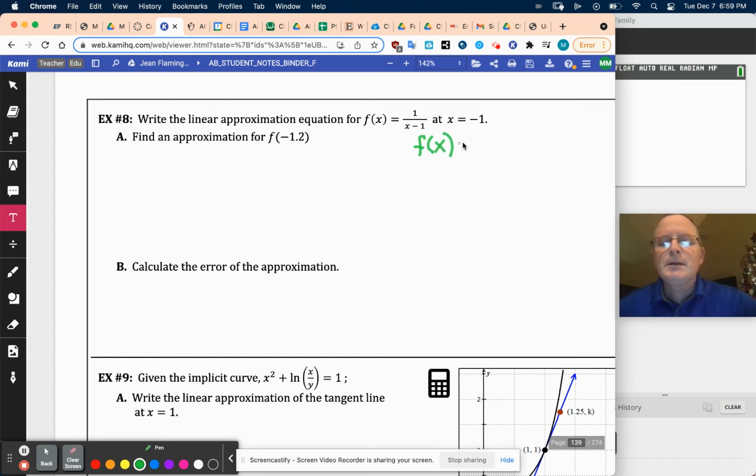I'm going to rewrite f of x. I'm not going to do the quotient rule when you have a constant numerator. So I'm going to call this x minus 1 to the negative 1. All right, so then f prime, what can you do? It's negative 1 times x minus 1 to the negative 2, which is also negative 1 over x minus 1 squared.